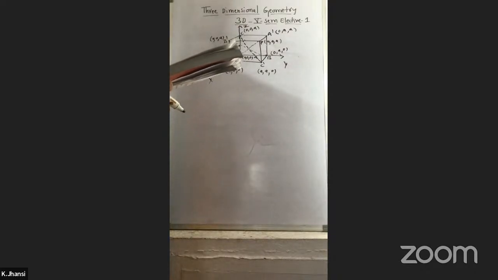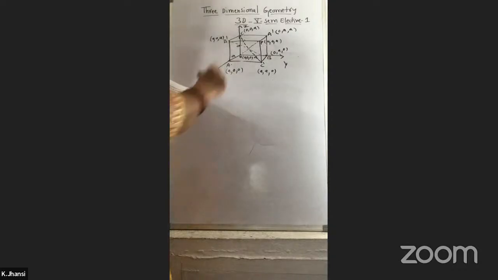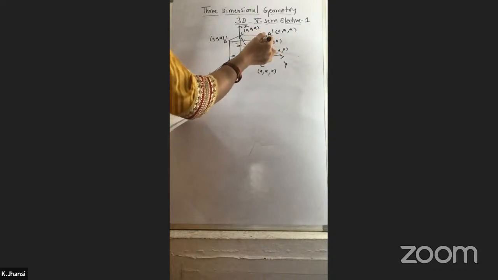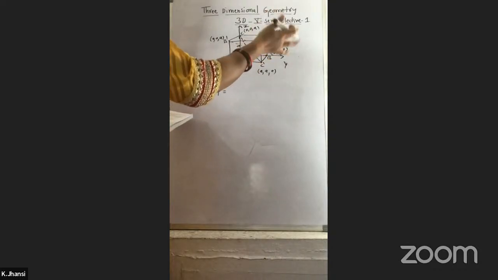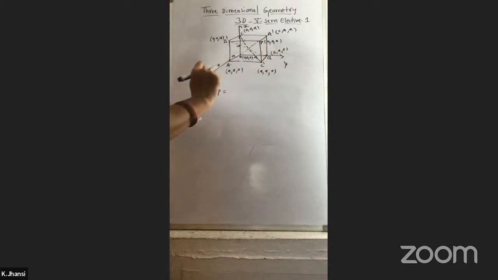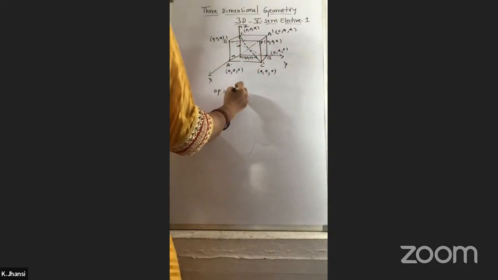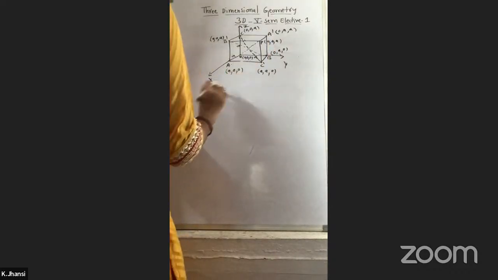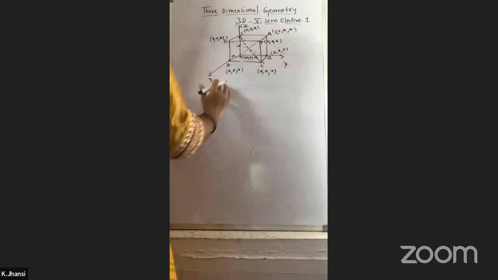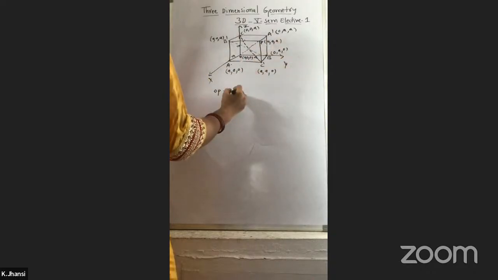Next, the direction ratios of the diagonal OP, with points O and P. O is 0, 0, 0 and P is a, a, a. If you find 0 minus a, that is how we find direction ratios, x2 minus x1. Then a minus 0, P minus 0 value. So minus 0 means you'll get a, a, a values only.